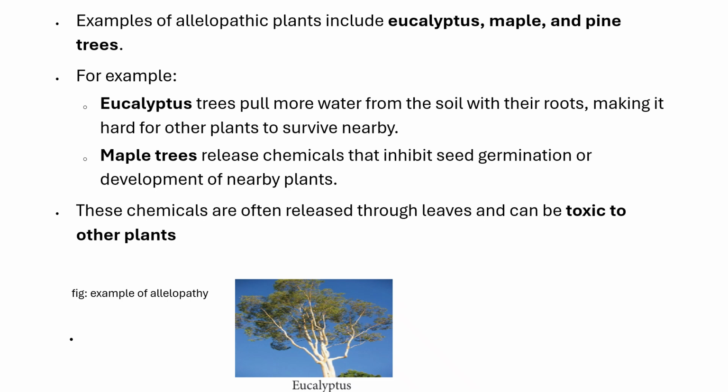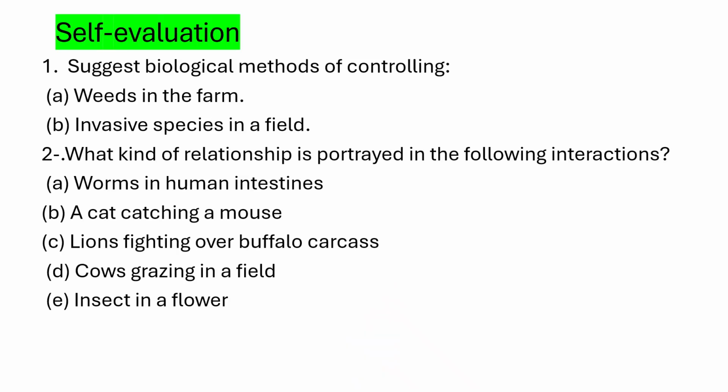You see, where the leaves of that plant are, no other plant can grow beside that tree or that kind of species that has those chemicals. Here we have the example of eucalyptus, but the image is somehow not clear.